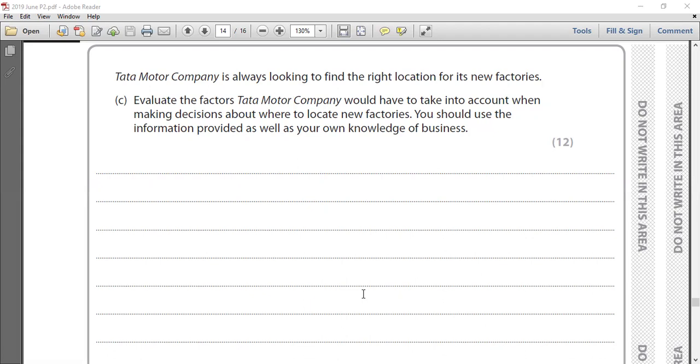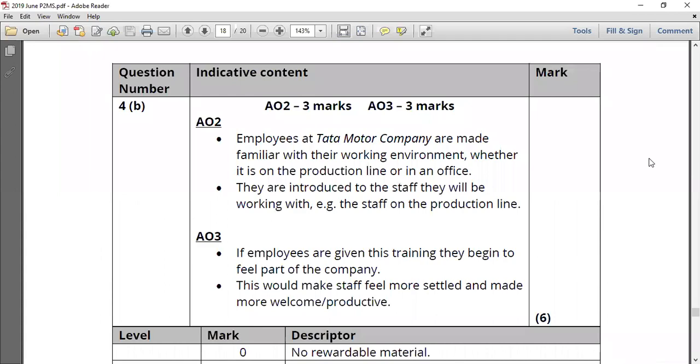Okay, let's look at the marking scheme of this, and we'll see what kind of possible content they're asking for in the marking scheme section. So you can see the 12 marker structure. Question number 4C.